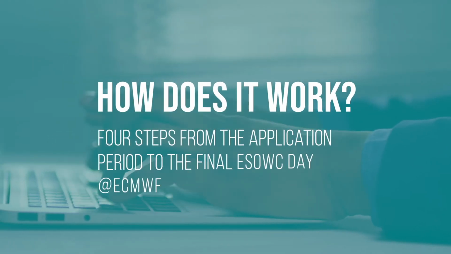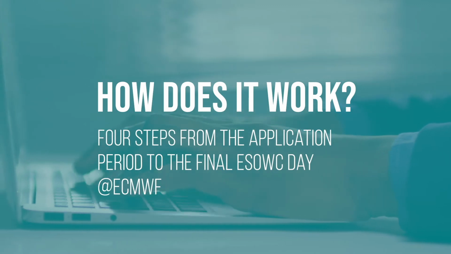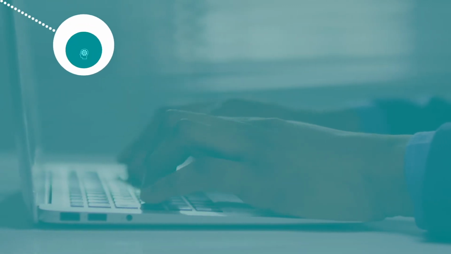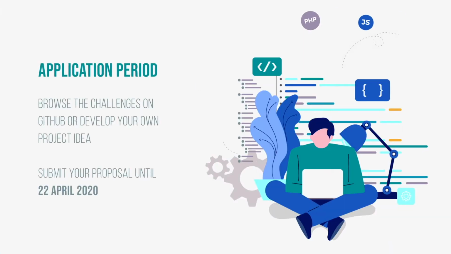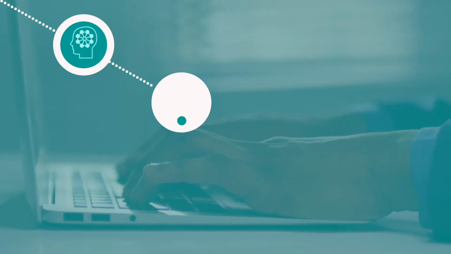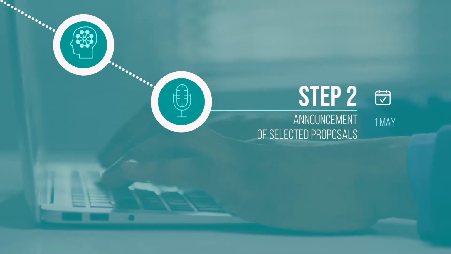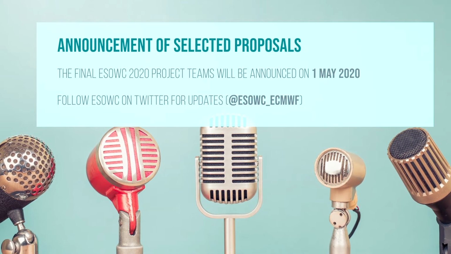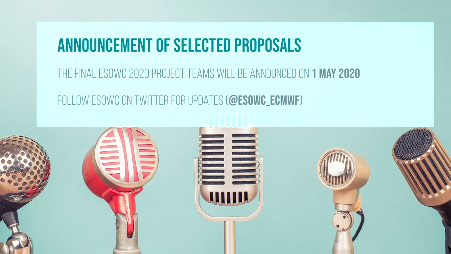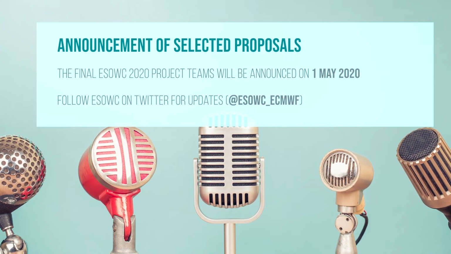How does it work? Step 1, the application period. Go to GitHub, choose a challenge of interest and submit your proposal by April 22, 2020. Step 2. Announcement of selected proposals. All selected projects will be announced on May 1st, 2020.